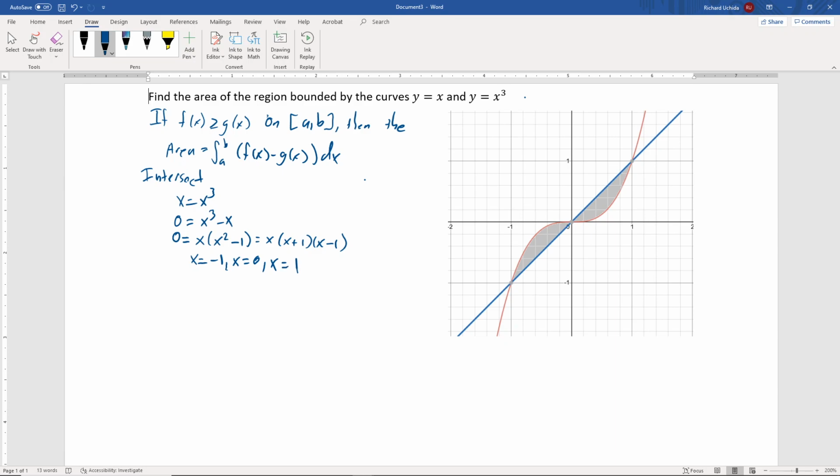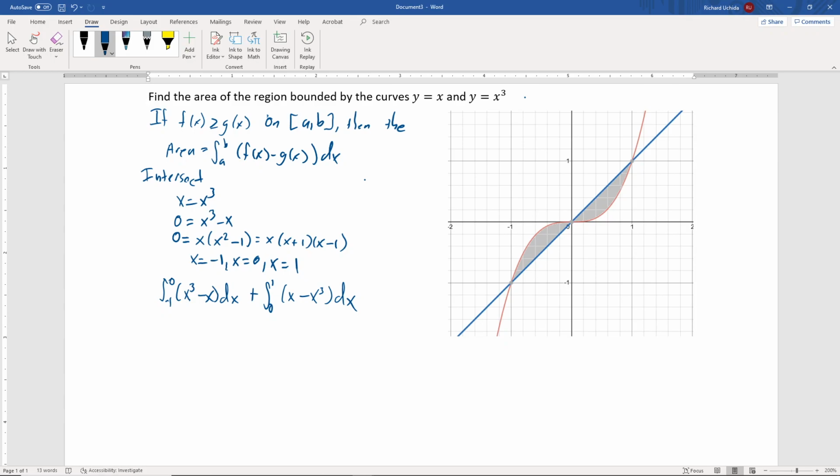Now, to find the area of the first region on the left-hand side, we would have to find the integral from negative 1 to 0 of the top function, which in this case is the x cubed, minus the bottom function, the x, dx. And then for the area of the second region, you take from 0 to 1 the top function, which is the x, minus the bottom function, which is the x cubed, dx. And you would add those two together.